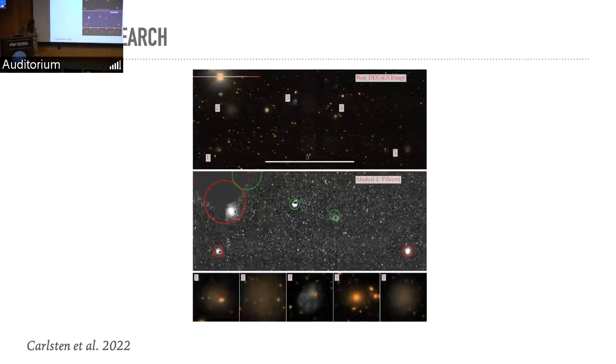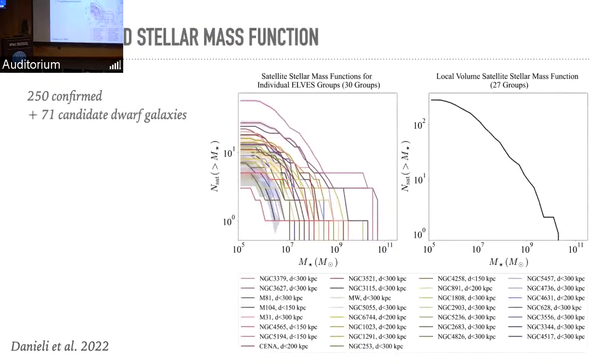This is what a random case of detecting a satellite looks like. This is the original image. You can basically see nothing. You cannot point out who is a dwarf galaxy. But if you do some processing on the image, you can point out some candidates. Then you can go and do manual or visual inspection and come up with your final list of dwarf galaxies. So in total, the survey has 250 confirmed dwarf galaxies and 71 that are candidates.